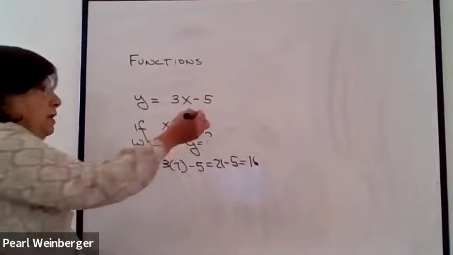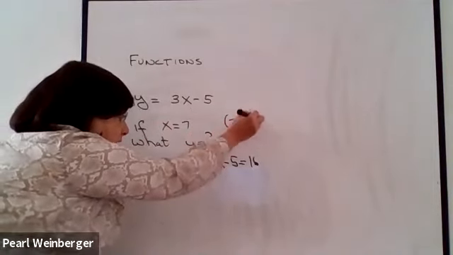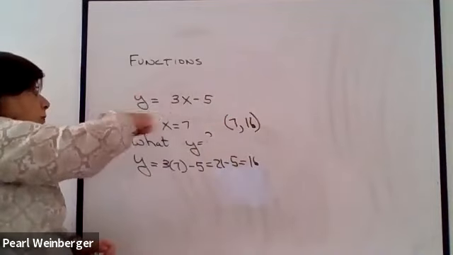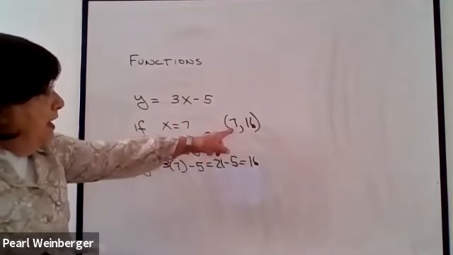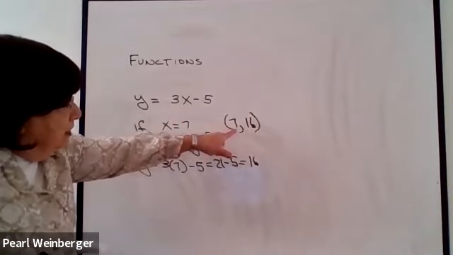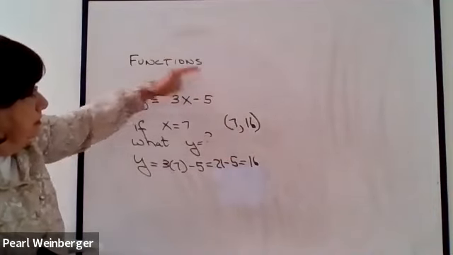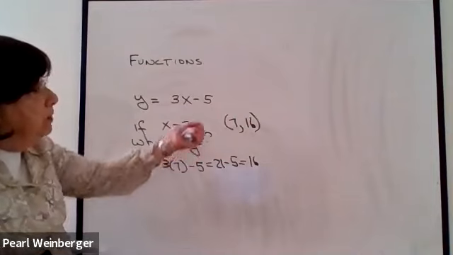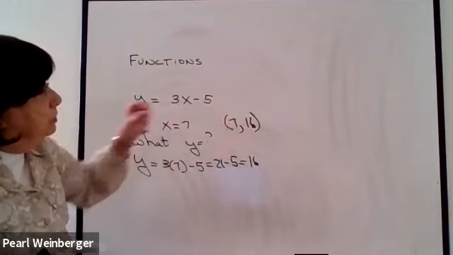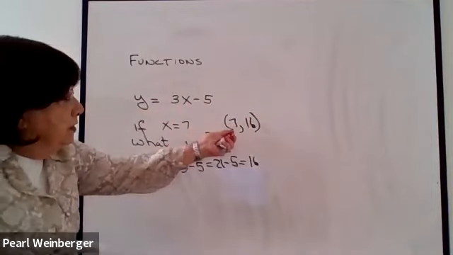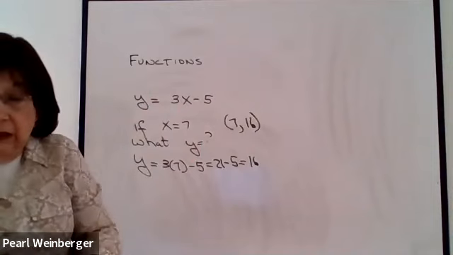We sometimes write this by saying that the point 7 comma 16 is a point on this line. We know it's a linear equation because there are no x squared or y squared. And to say that this is a point on the graph of this line is telling me that these two values match. When x is 7, the y will be 16.